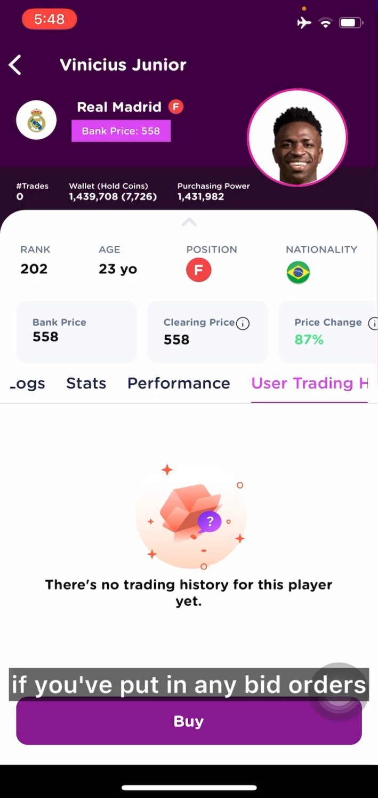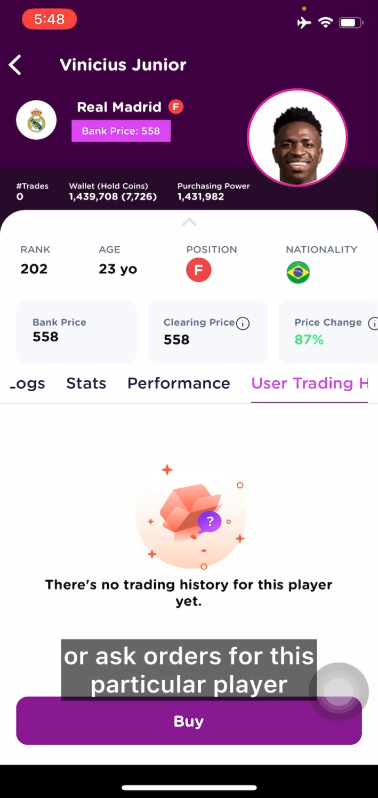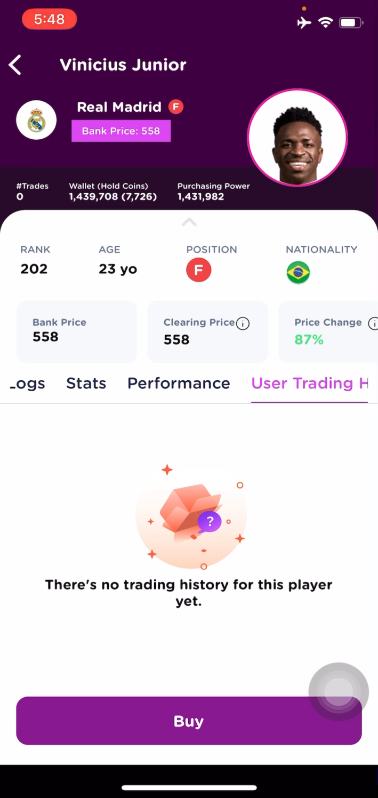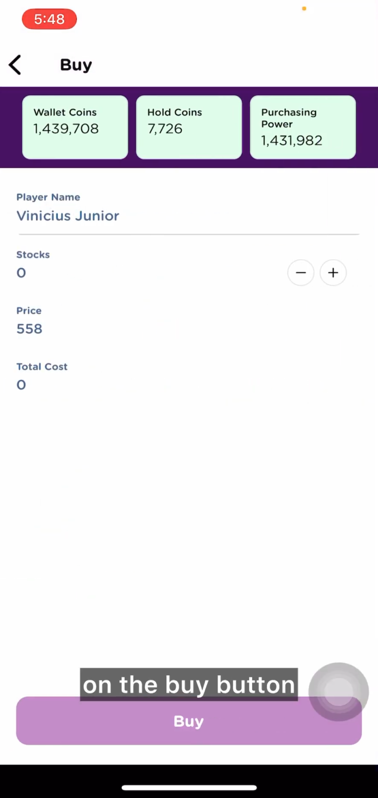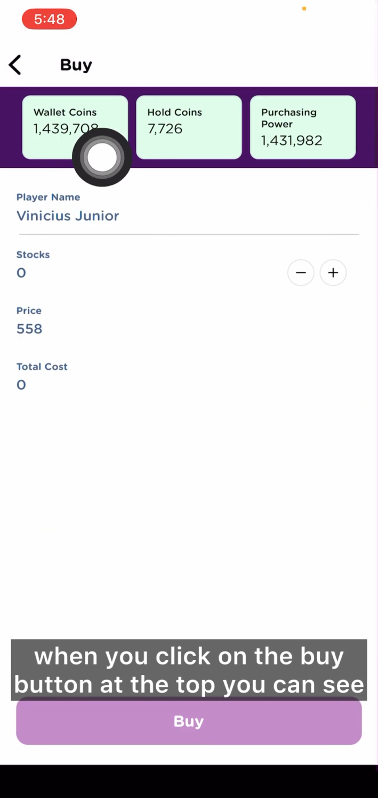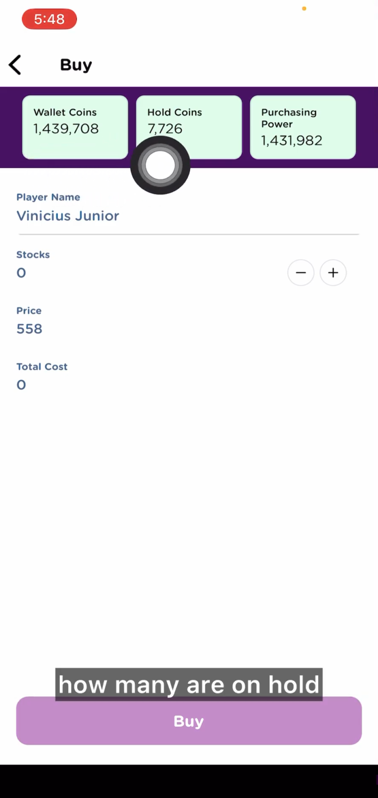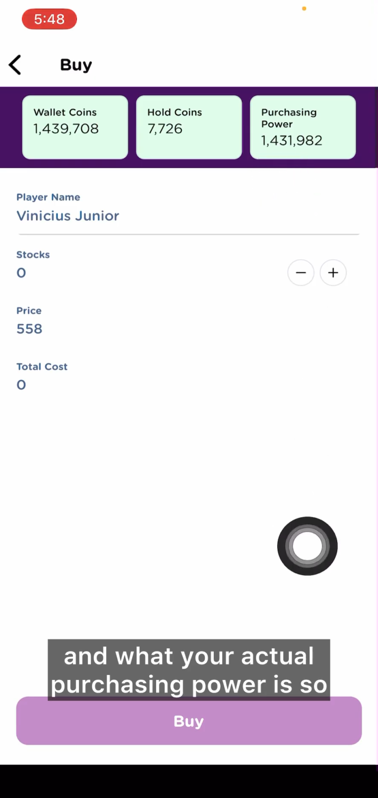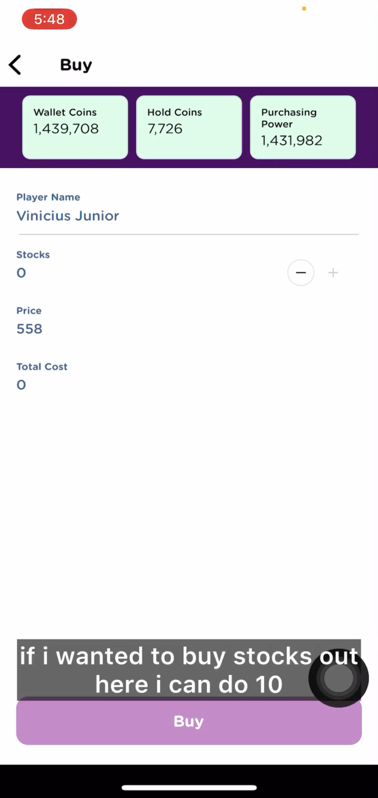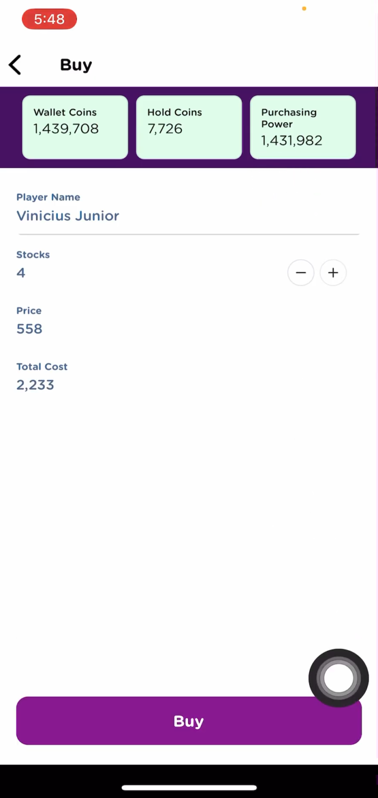So if you've put in any bid orders or ask orders for this particular player, you would see them here. If you wish to purchase stocks, you can click on the buy button. When you click on the buy button at the top, you can see what coins you have, how many are on hold, and what your actual purchasing power is. So if I wanted to buy stocks here, I can do 10.